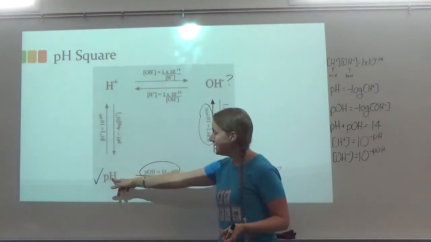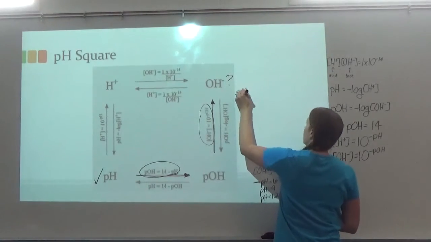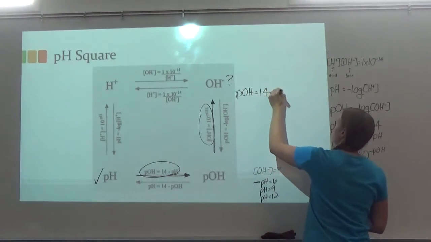Alright, so I'm going to start at pH, so it tells me pOH equals 14 minus pH.